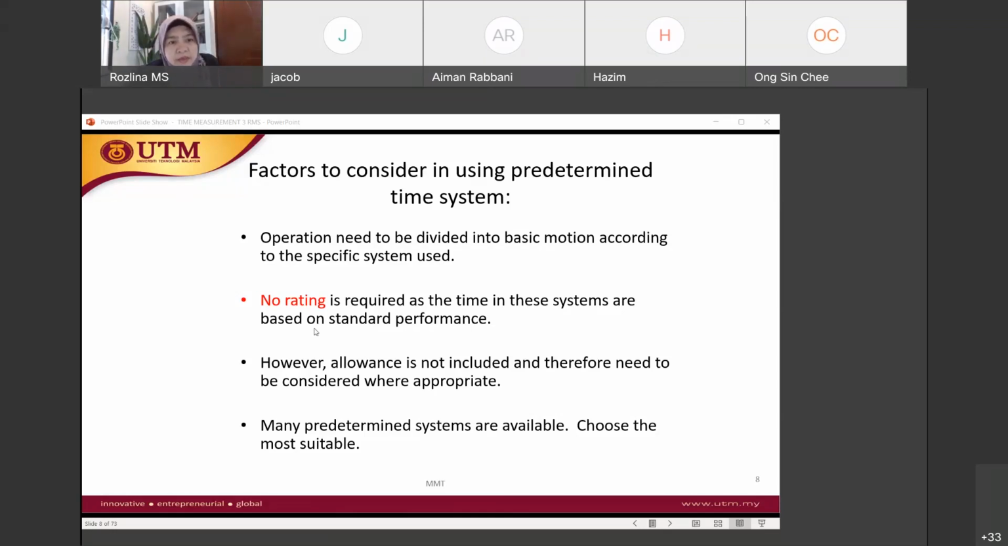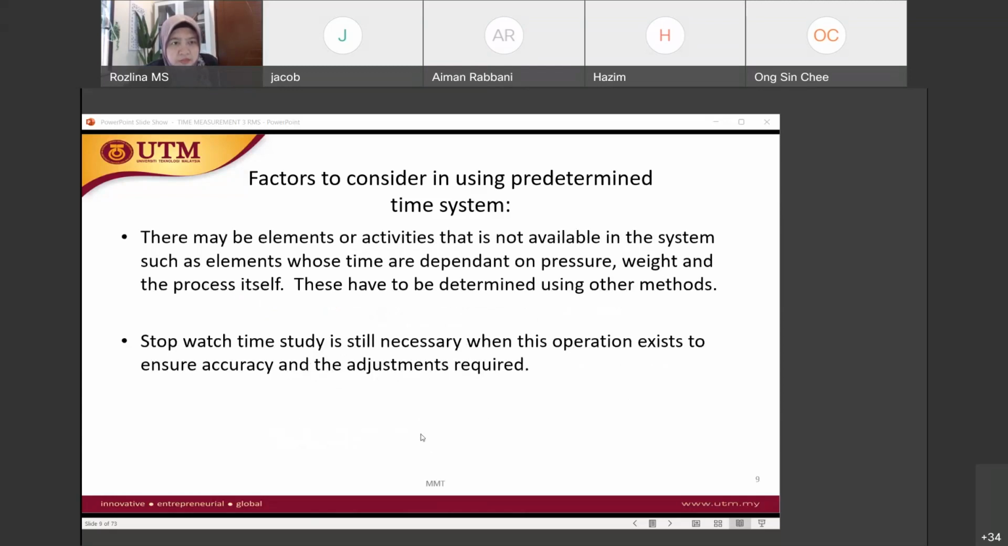But for MTM, there is no rating. No rating is required as the times in these systems are based on standard performance. However, allowance is not included, so we have to include the allowance where appropriate. Many predetermined systems are available. Choose the most suitable. That means we have quite a lot of predetermined time system methods.